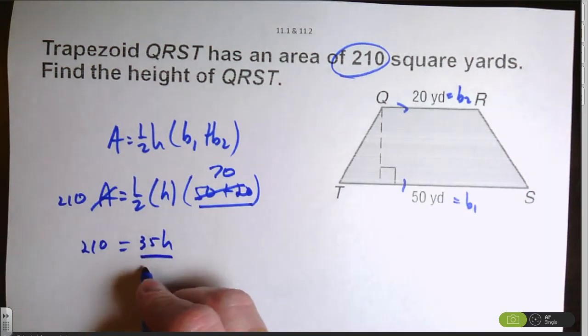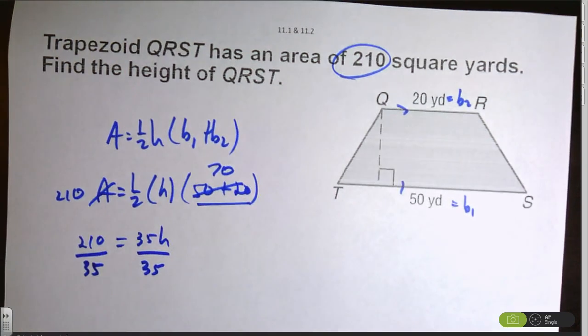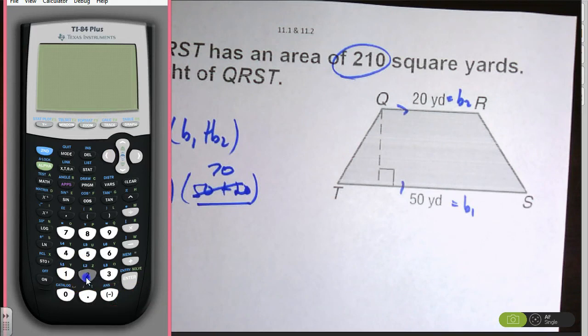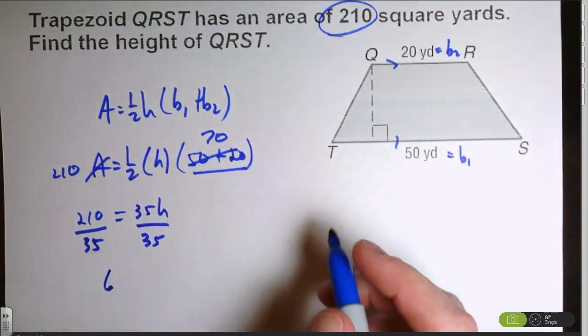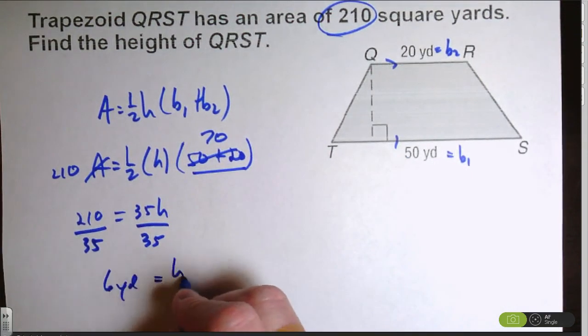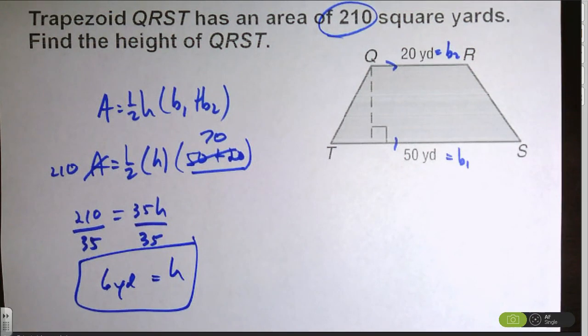So then I'm going to divide both sides by 35. And then we'll take 210 divided by 35, which I think is 6, but just to make sure I'm not making that up. Yeah, 6. So 6 equals h. So 6 yards equals h because our units are square yards. And there we go.